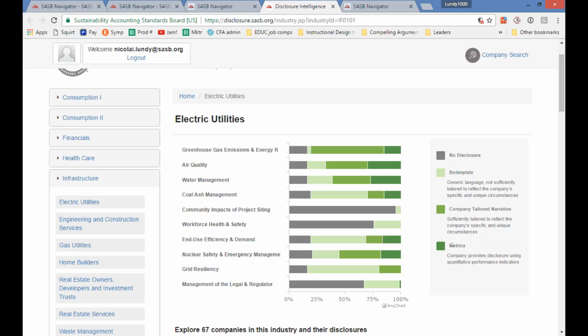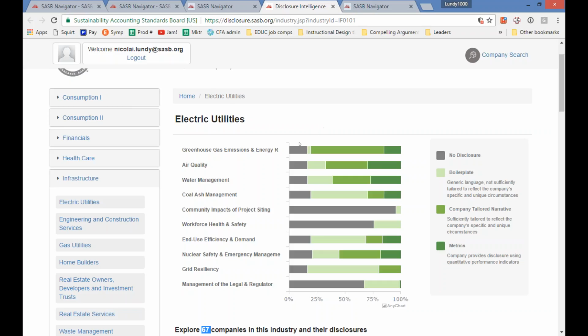The most detailed kind of rating or quality score that we give is metrics-based disclosure, which gives you detailed, usually quantitative analysis of how they're performing on a given topic. And so we give you this profile. In this case, we've got 67 companies in the industry. We give you a profile of how they're disclosing.